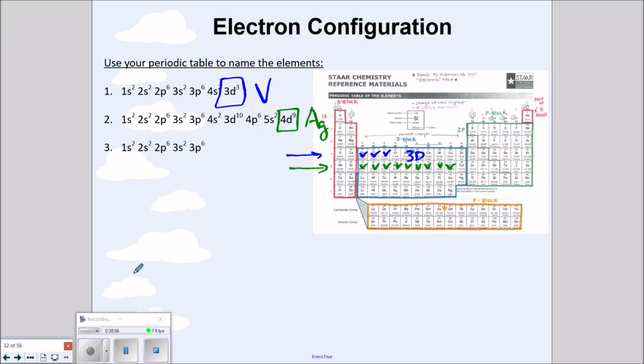Let's look at the last one. The ending for this configuration is 3p6. We are looking at the third energy level and the P block, which is all the way here, and we are counting 1, 2, 3, 4, 5, 6. And our element is argon.